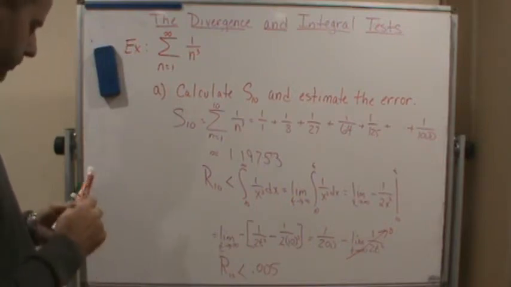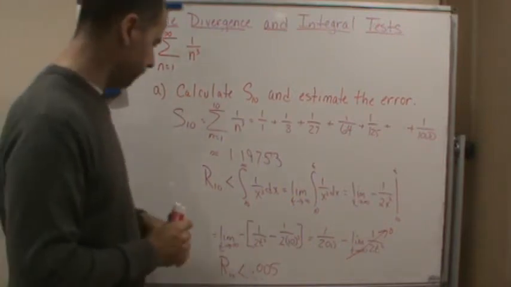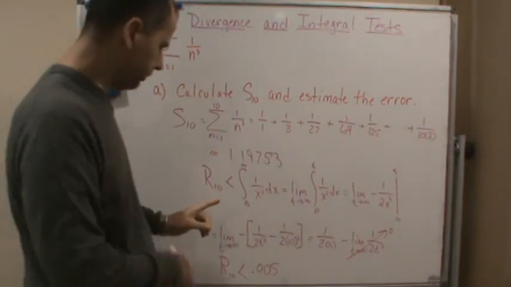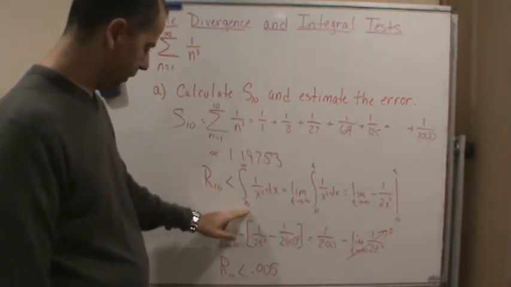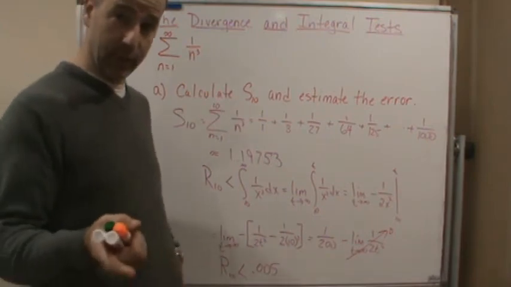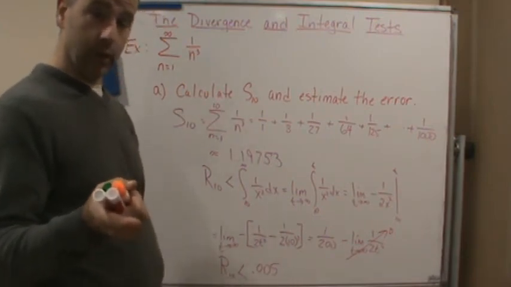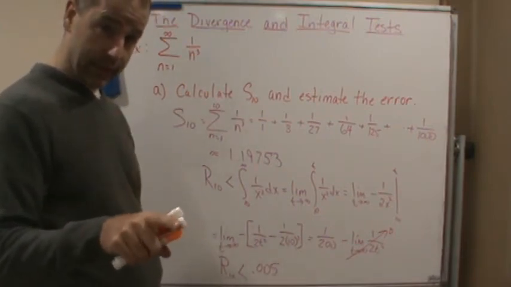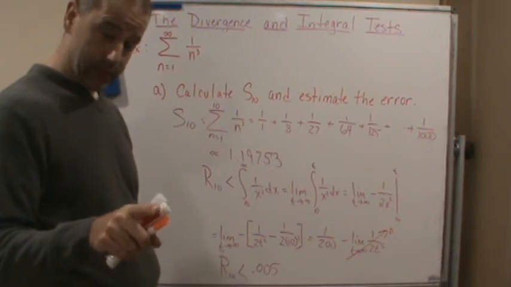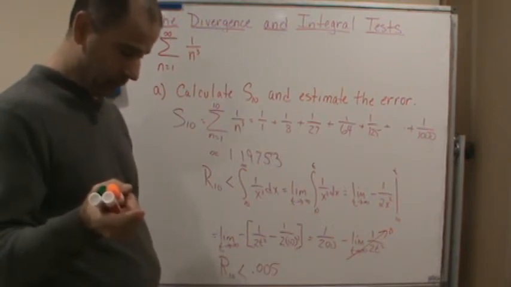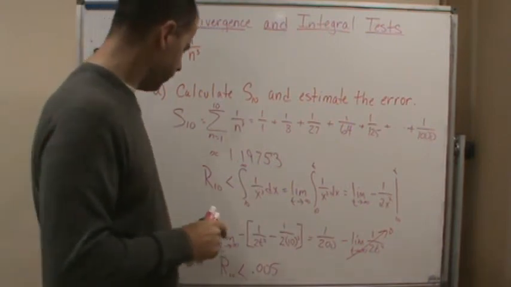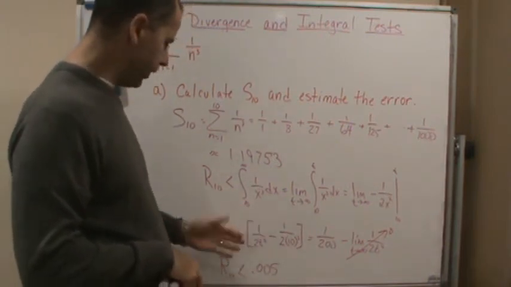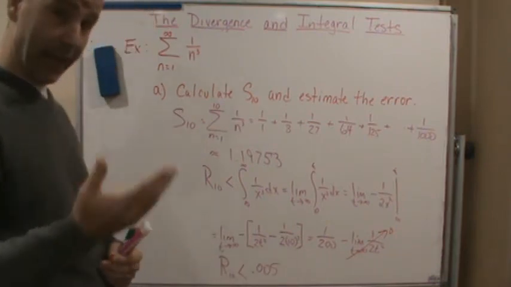Now, in general, instead of using 10, we could use capital N. And so we can get a formula that represents the remainder error. Okay, so instead of using 10 here, we could solve this for just capital N, and what would happen?